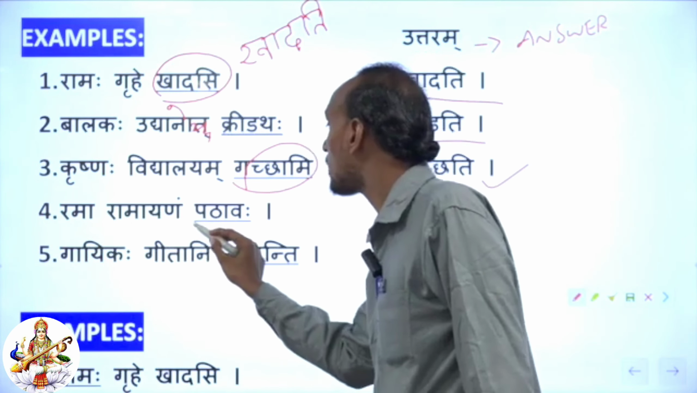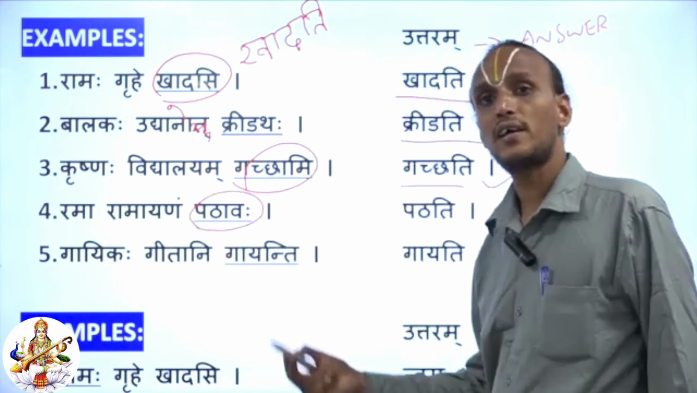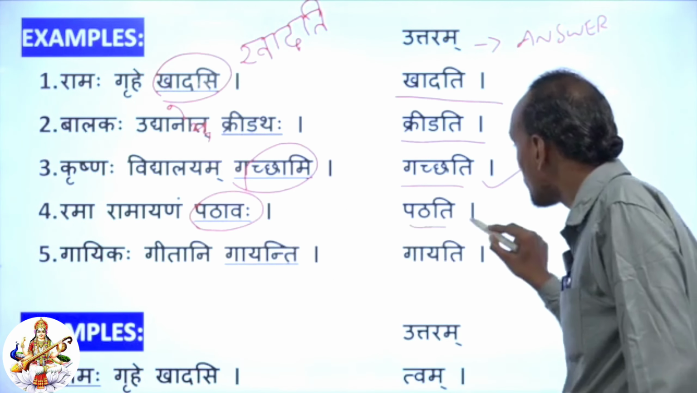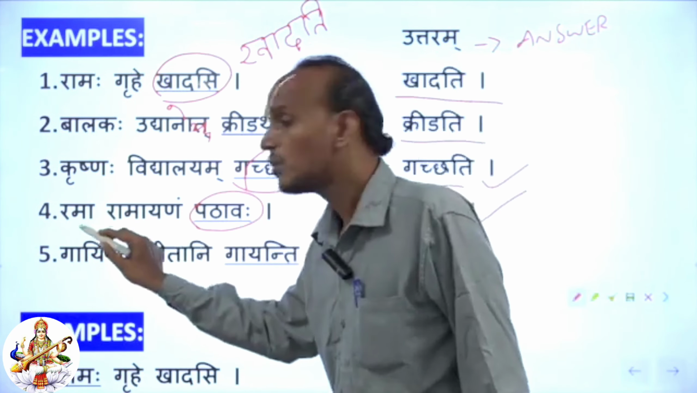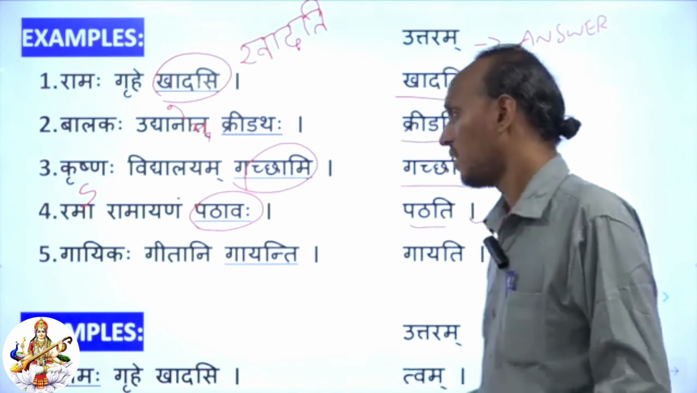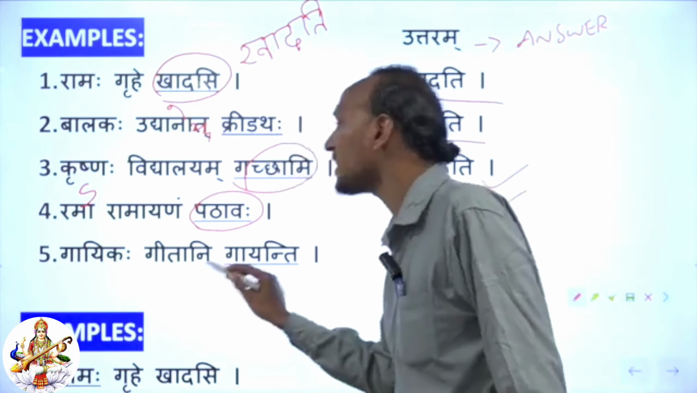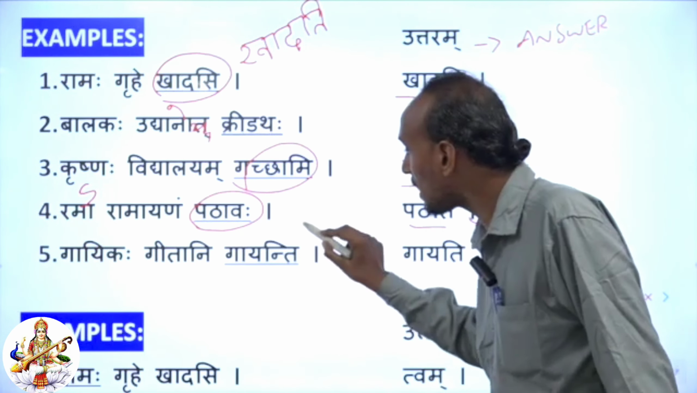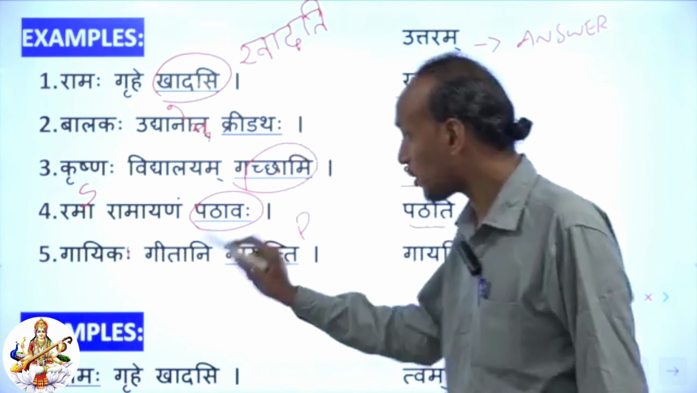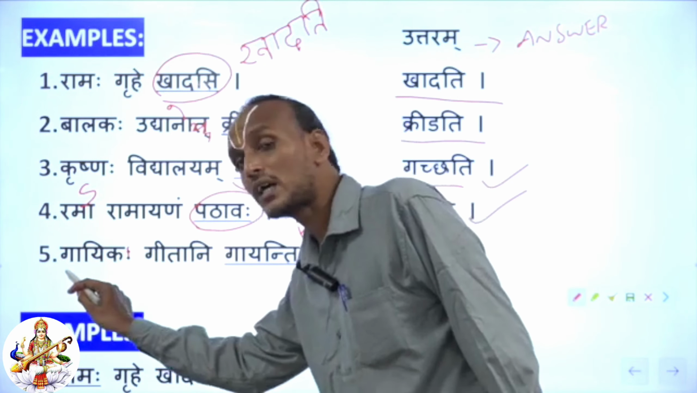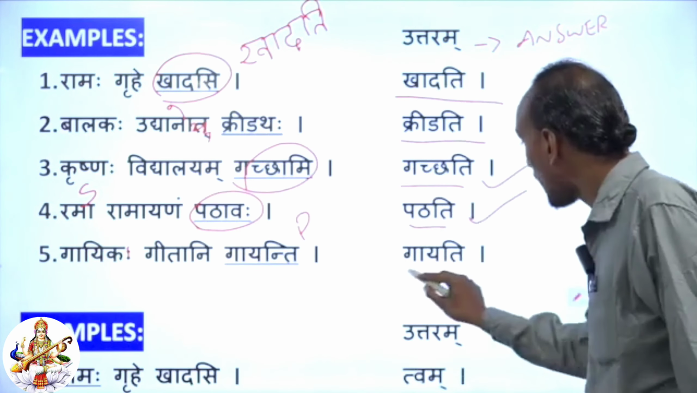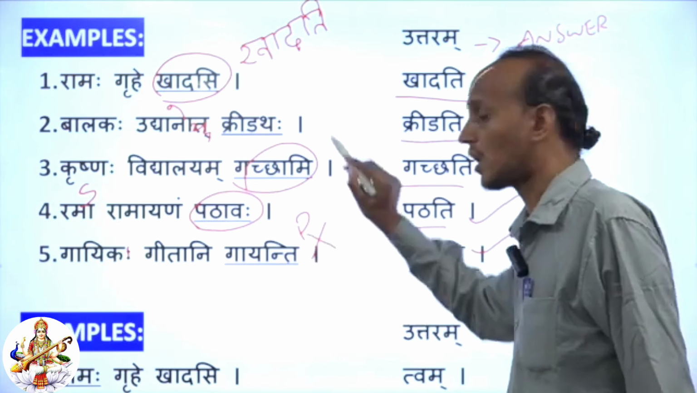Rama Ramayanam Pathavaha, they have given. Is this right? No, it's wrong. The correct one is Rama Ramayanam Pathati. Okay, because Rama belongs to singular. But here they have given plural. It won't come, right? Then the last example. Gayikaha Geetani Gayanti. Gayanti belongs to plural. So what will come here? Gayikaha. Otherwise, you have to change according to Gayikaha, you have to change this one, Gayati. See here, Gayati is the right one, Gayanti is the wrong one.